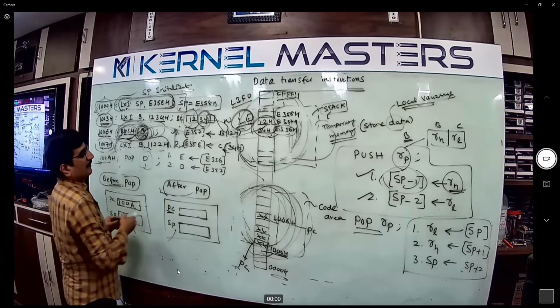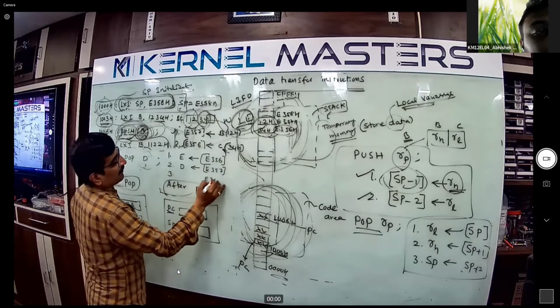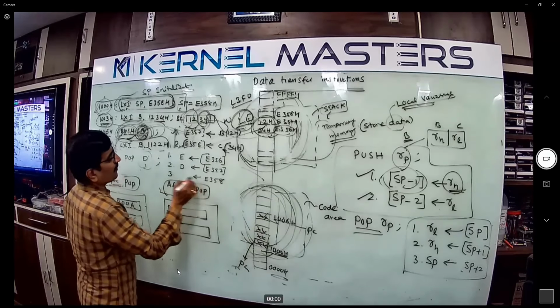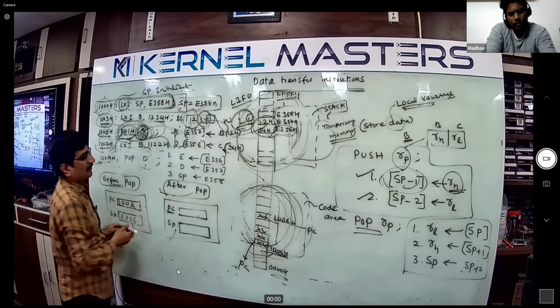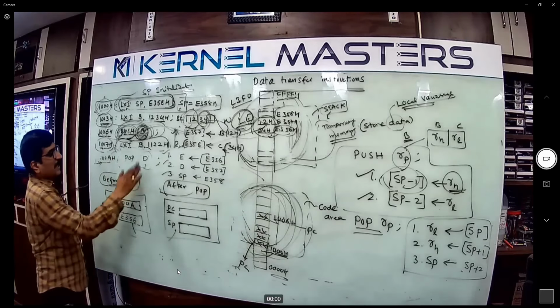Next, the third one. What is the third one? Stack pointer. That's true, E356 plus 2, so E358. Where can you store it? In the stack pointer. So all three steps are completed.